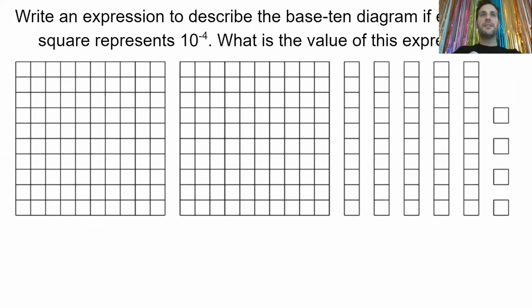So now take a look at here. What expression could describe the base 10 diagram if each of the small squares represented 10 to the negative 4th power? That would be 1 over 10 to the 4th, or 1 over 10,000. So each of these small squares is 1/10,000th. Take a moment and think about it. When you're ready, unpause and check your work.